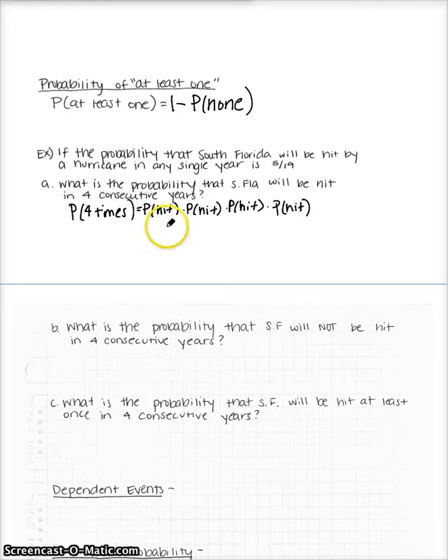The probability that South Florida is hit in the first year is going to be 5/19, and that was provided in the problem. Now, if South Florida is hit in 1 year, that doesn't affect the probability of it being hit in the second year. These are independent events. So the probability remains the same for all 4 years. When you multiply this across, we get a decimal of 0.0047, or 0.0048 if we round.